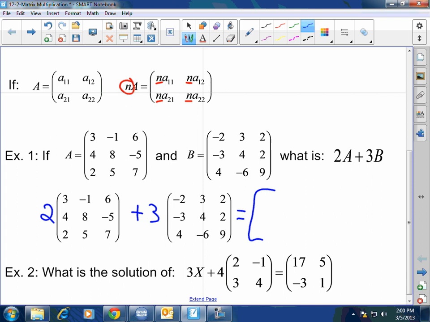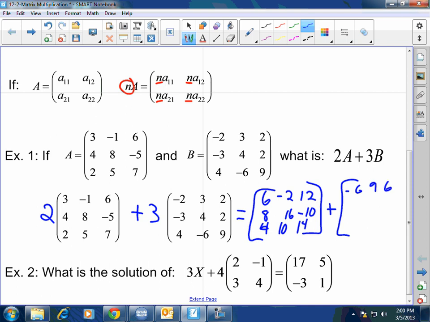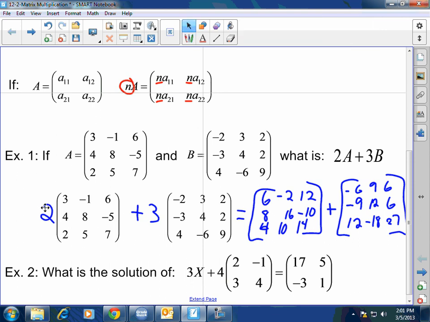So when I have 2 times matrix A, I'm going to distribute that 2 to every single element. 6, negative 2, 12, 8, 16, negative 10, 4, 10, and 14. And then plus 3 times B, negative 6, 9, 6, negative 9, 12, 6, 12, negative 18, and 27. All right. Let me give us some space.